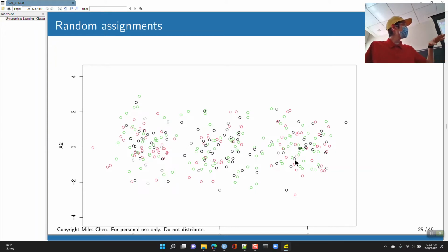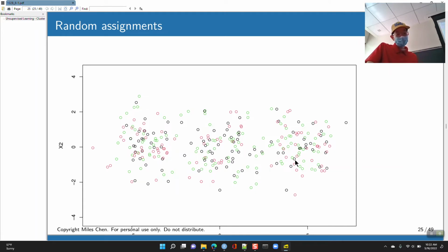So the data come in completely unlabeled. We're going to say, let's look for 3 clusters, and the first thing is we're going to just randomly assign all of our points to one of the 3 clusters. Some points we randomly assign to red, some points we randomly assign to green, some points we randomly assign to black. So that's what we have here. We've got red, green, we've got black.